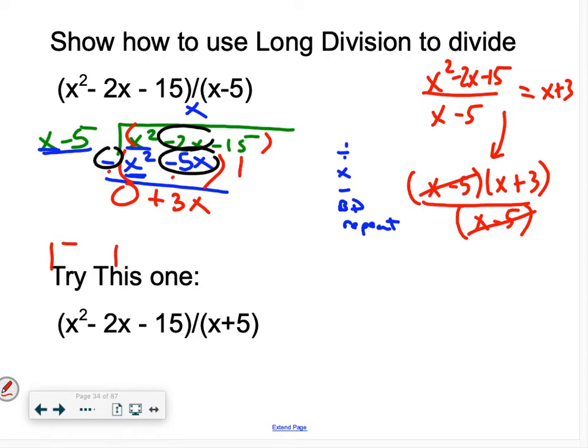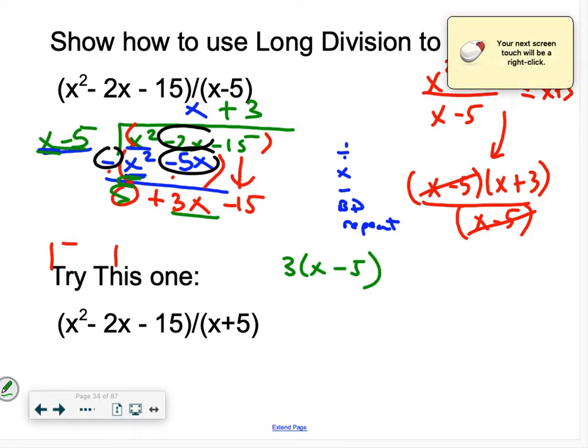And then I bring down the next term, which is the negative 15. And now I'm going to repeat. So I go back to divide. I take the first term of what's left, because this is a 0. So 3x, and I divide it by the first term there. 3x divided by x is 3. It's a positive 3, and this is going to be a polynomial, so I have to separate these with addition or subtraction. And then I multiply that 3 times the divisor, x minus 5.